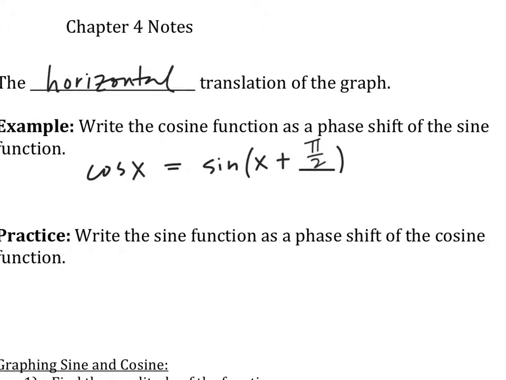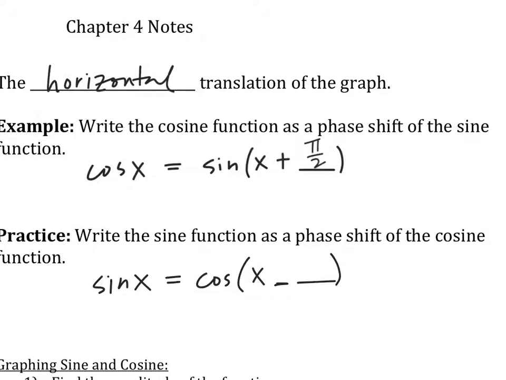All right, next one, you can do the practice. Write the sine function as a phase shift of the cosine function. So sine is equal to cosine plus what? Or minus what? Let's just put here, I don't know what it is. How do you move the cosine graph so it looks like sine graph? You might have to look at your graph. So you're going to have to look at your sine and cosine graph.